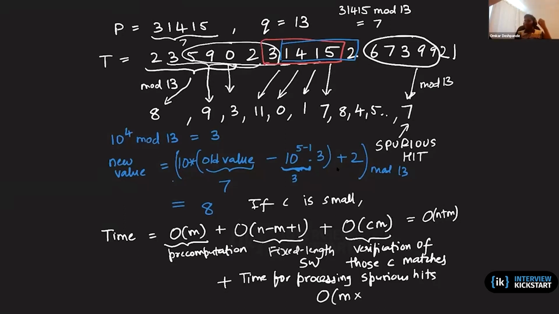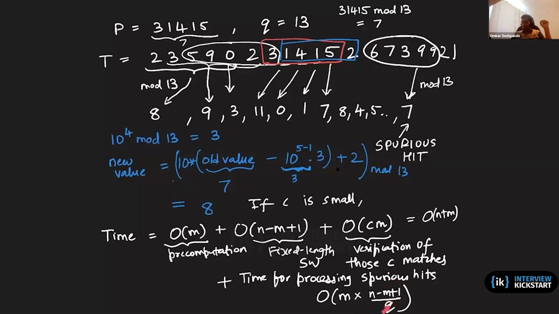The number of spurious hits, or the number of collisions you can say you are expected to get, would be something like (n minus m plus 1) divided by q, because this q in the denominator is the total range. These are all the different values you'll have across those sliding windows. Of course, some of them will be the same, but I'm just ignoring that. When you map them to a range of size q, assuming they are uniformly distributed, we'll get roughly these many values per bucket.